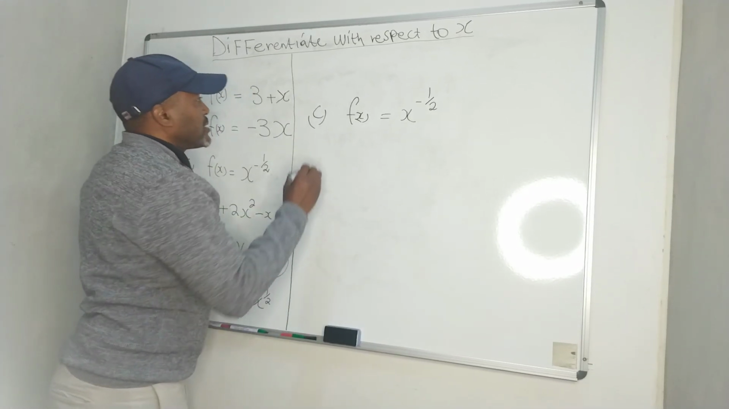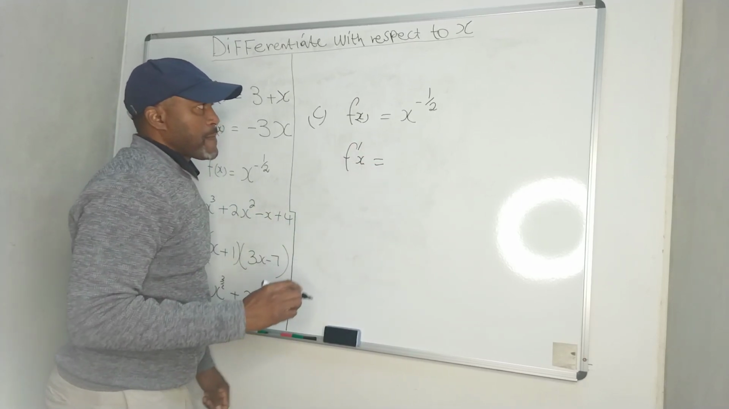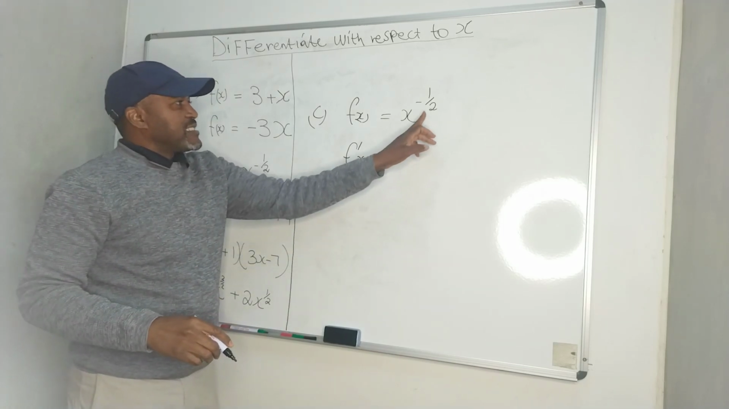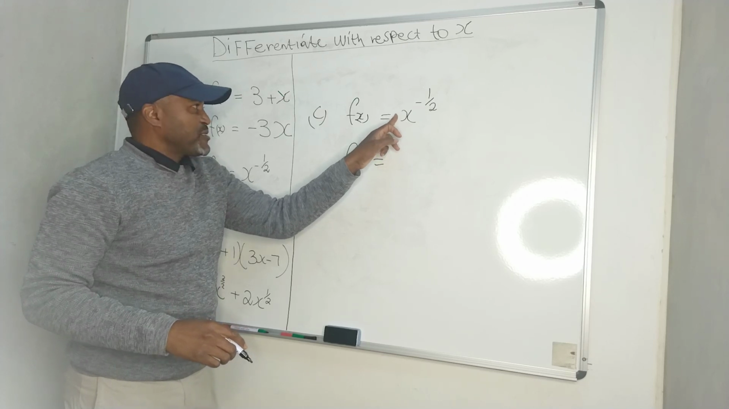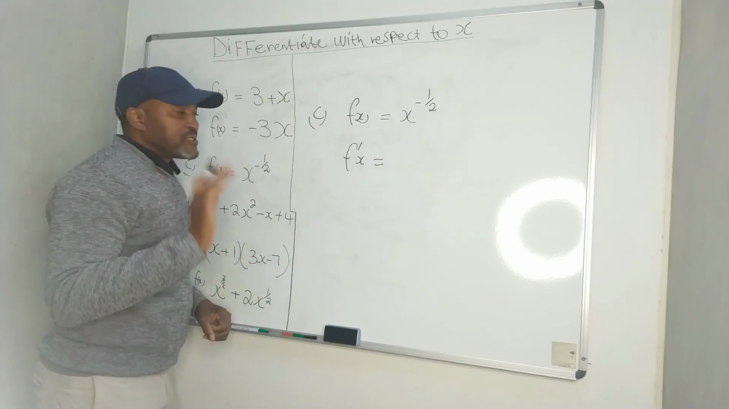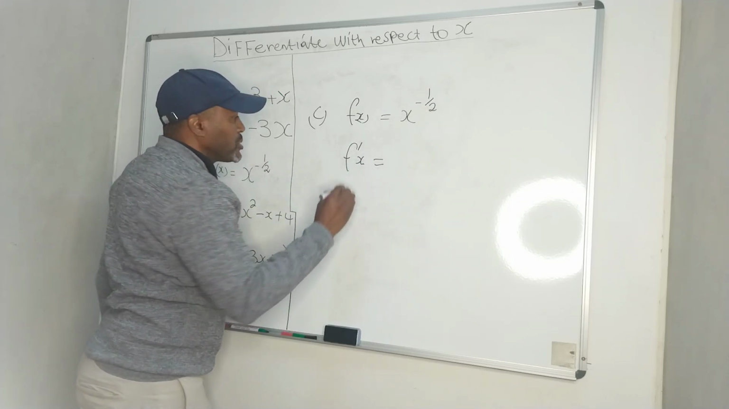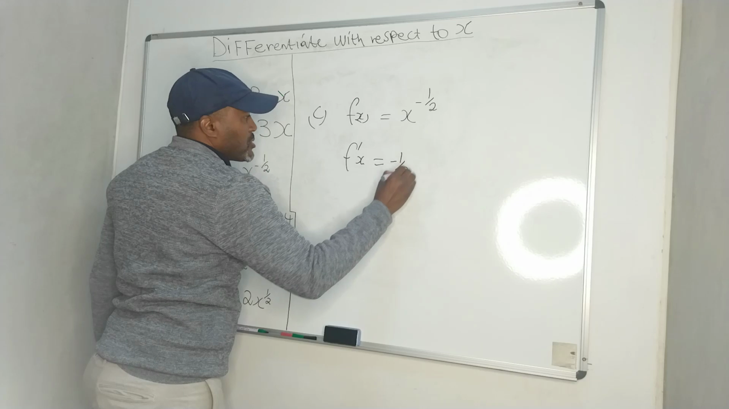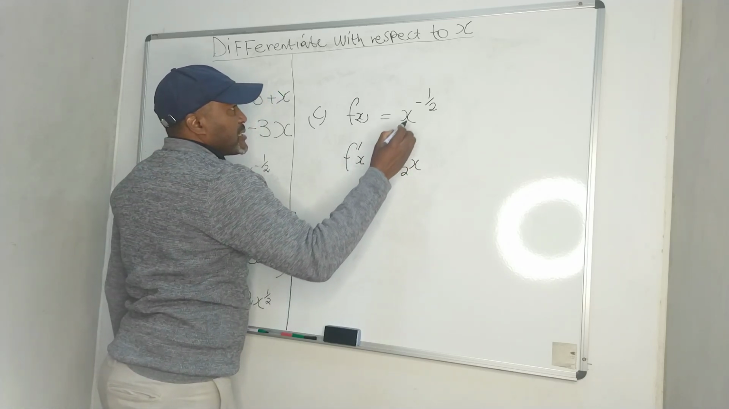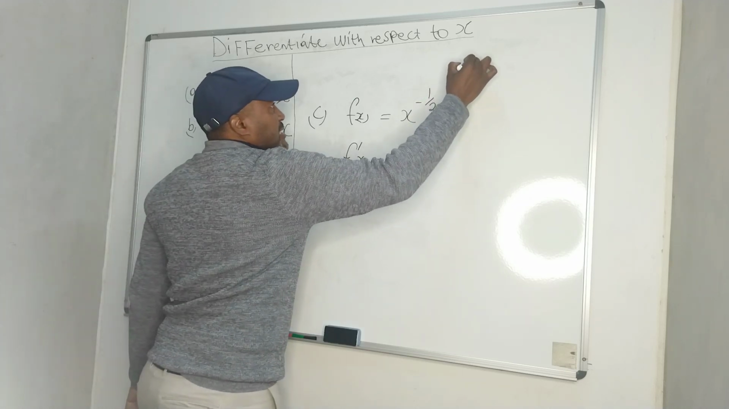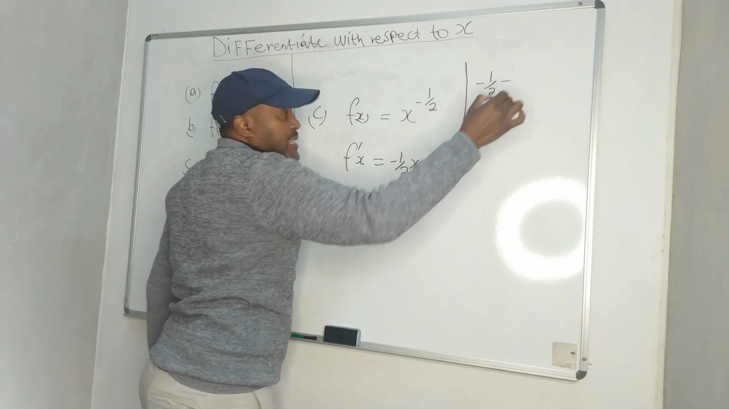Same story. F prime of x is equal to, like we said, this should come and multiply with what? The coefficient of x. The coefficient of x here is 1. So it means it's going to be like this: 1 times -1/2x. Remember here, since it's -1/2, we're going to subtract 1.